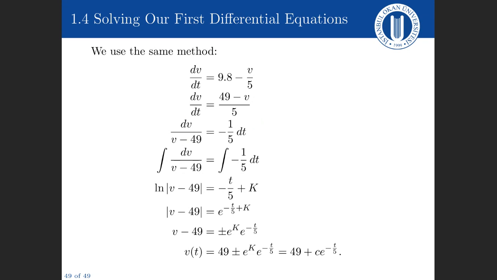The integral of dv divided by v minus 49, because I have my 1 at the front, is the natural logarithm of the absolute value of v minus 49. And the integral of minus 1 over 5, this is an easy integral, is minus t over 5 plus some number k.